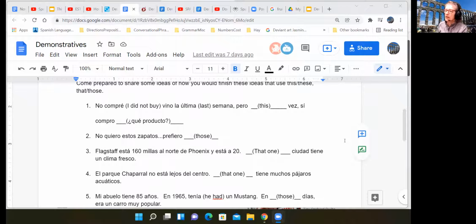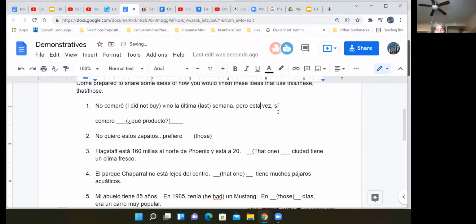I did not buy wine last week, but this time, esta vez. And you just need to know that the word vez is feminine. You can't really say it with C, because lápiz is masculine. Esta vez, this time. Esta vez, sí compro vino. Esto.